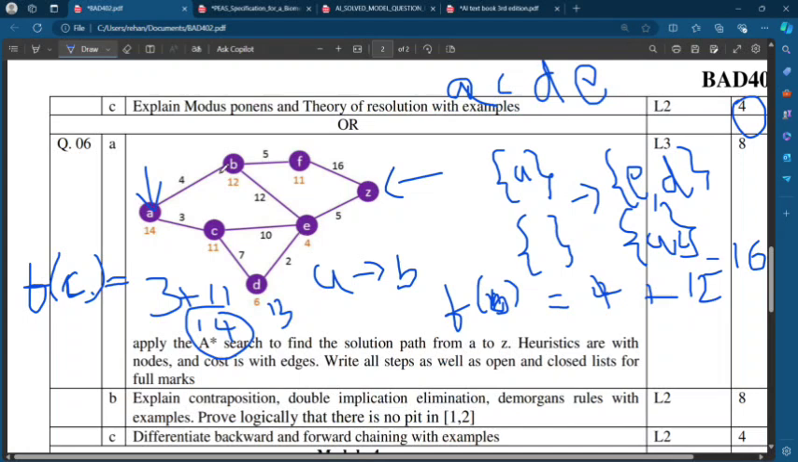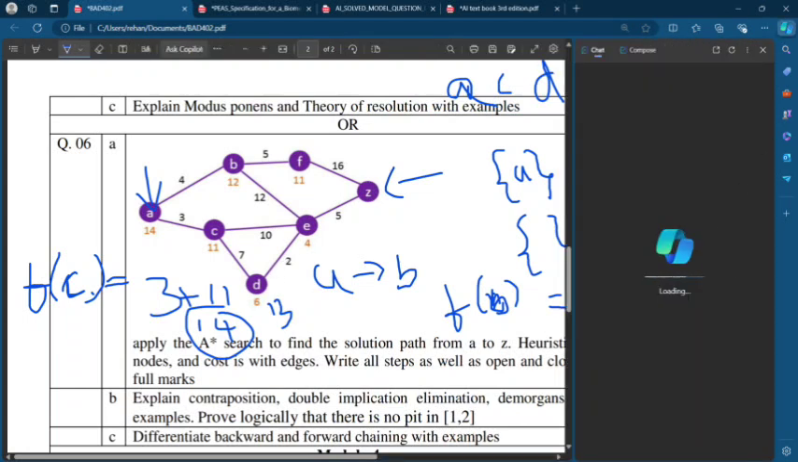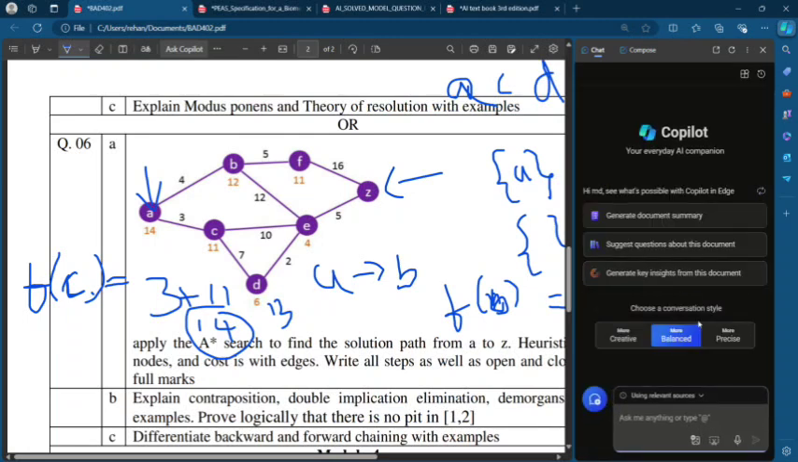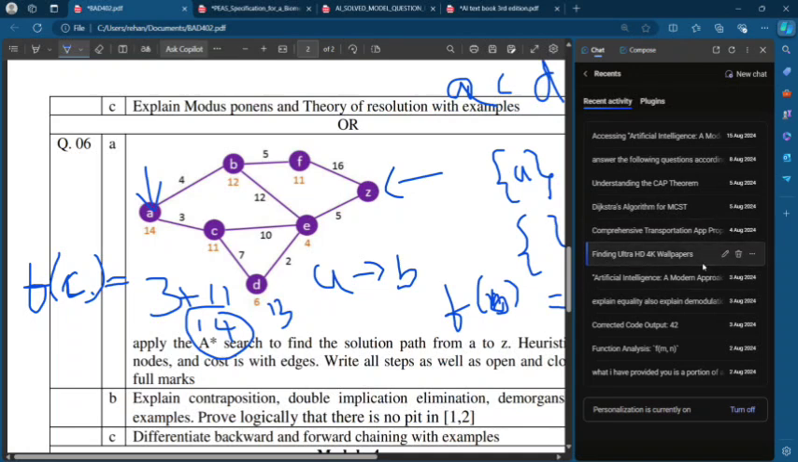From E I have B and I have Z, the solution Z. So I'll write in the open list B, Z, and in the closed list one by one I'll be writing these things. Previously also I had done the same thing. If you can see here, here is the previous one.